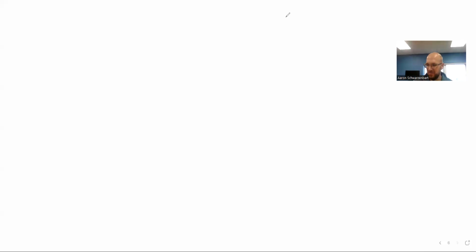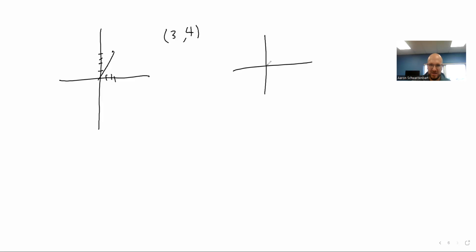Okay, today we're going to talk about polar coordinates. Now you're used to rectangular coordinates, which are, say, 3, 4. We measure a horizontal distance and a vertical distance. With polar coordinates, we're going to do a different one that's a little easier.